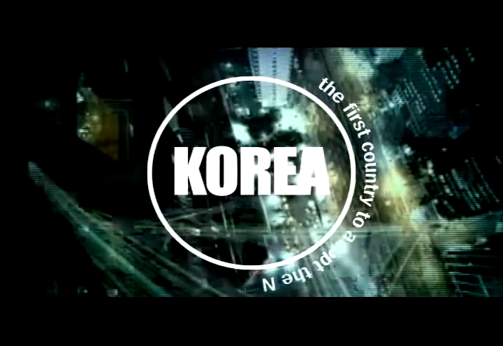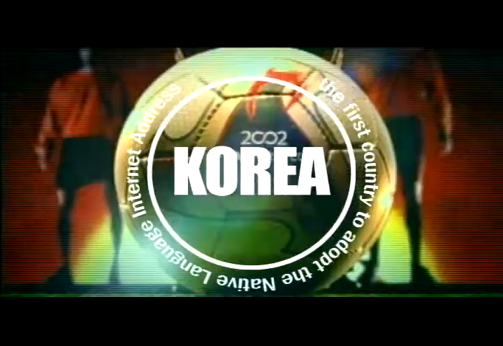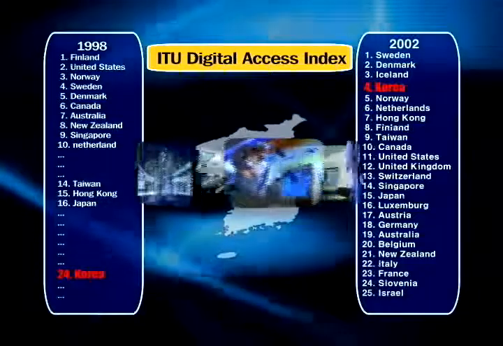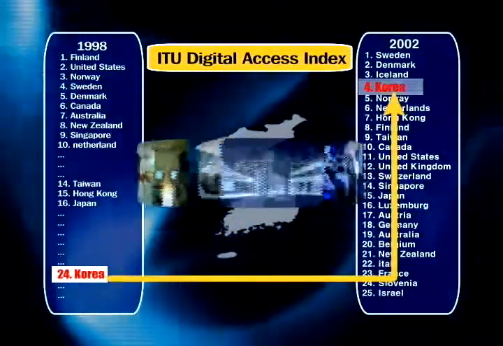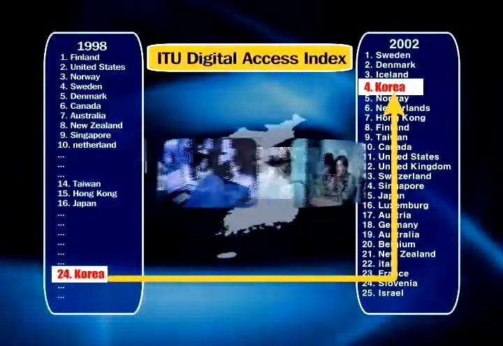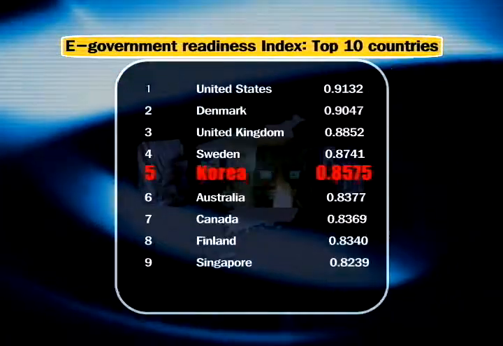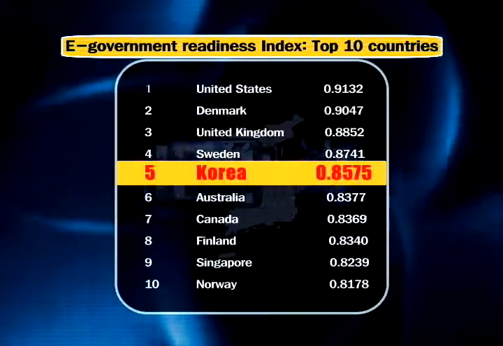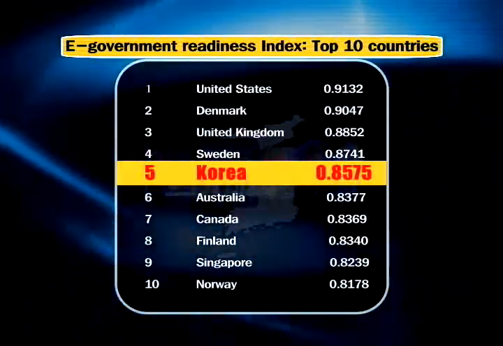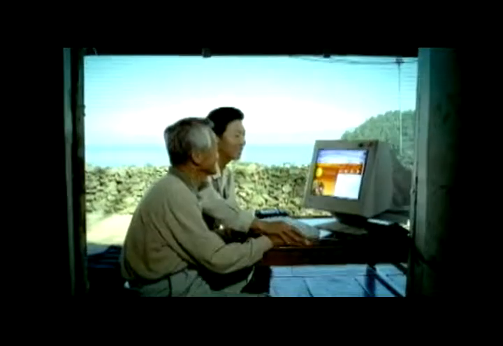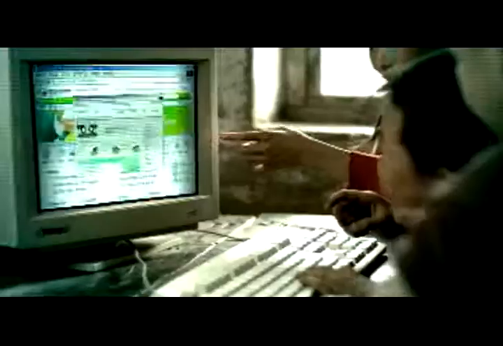Korea, which was the first country to adopt the native language Internet address system, has witnessed remarkable development as a result. Its ranking in the International Telecommunications Union's Digital Access Index jumped from 24th in 1998 to 4th by 2002. In addition, it achieved stellar status by ranking 5th on the United Nations Global E-Government Readiness Ranking published in December 2004.